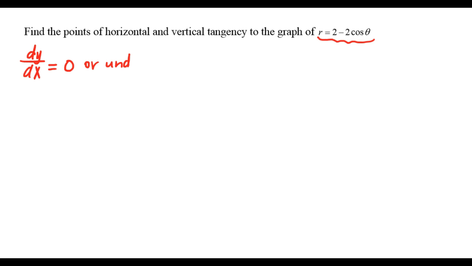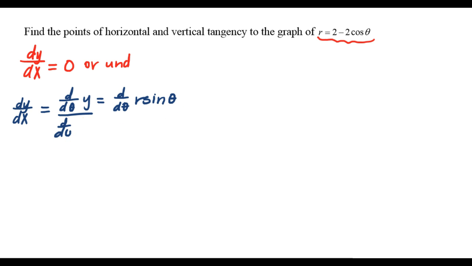So let's go ahead and start writing all that out. So my dy/dx equals the derivative with respect to theta of y. So y being, I will write it out, d theta of y, so d theta of r sine theta. And then the denominator is d theta of x. So that's d theta of r cosine theta. And so now here's where we actually plug in the function that applies to us. So my r is actually this function over here, 2 minus 2 cosine theta.